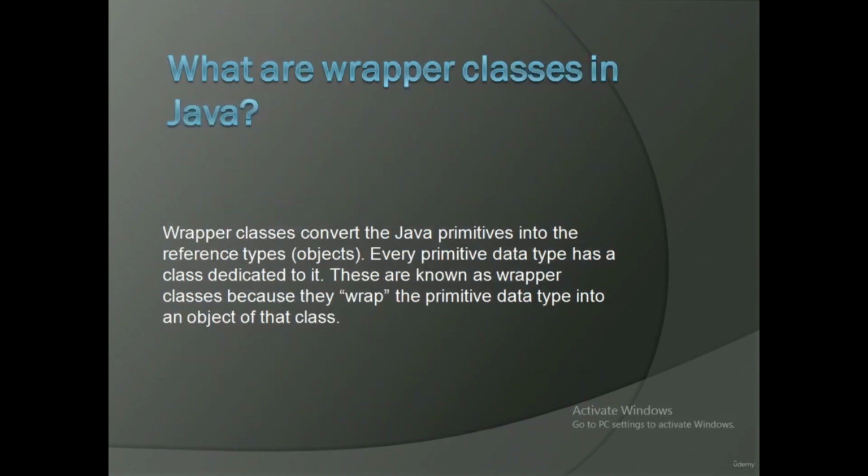What are wrapper classes in Java? Wrapper classes convert the Java primitives into reference types, that is, objects. Every primitive data type has a class dedicated to it. These are known as wrapper classes because they wrap the primitive data type into an object of that class.